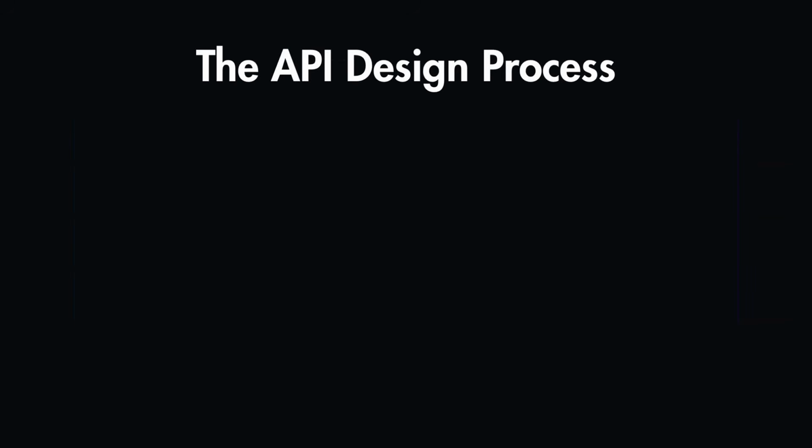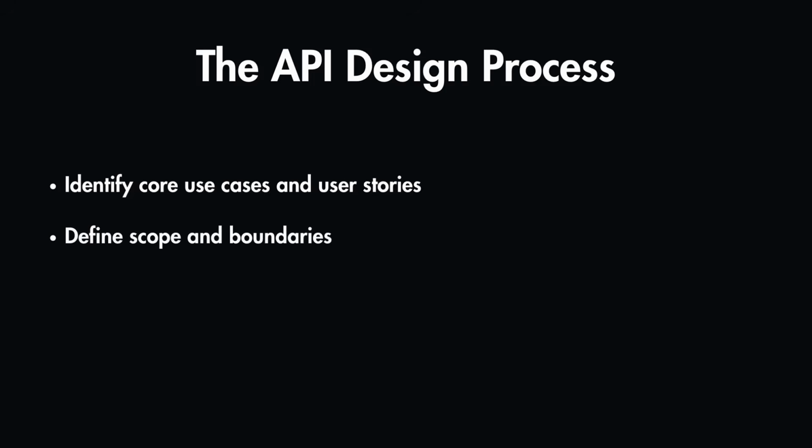Now let's discuss the API design process. It all starts with understanding the requirements, which is identifying core use cases and user stories that you will need to develop. Also defining the scope and boundaries, because if it's a huge API, then you probably won't develop all of the features at once. So you should scope it to some specific features that you'll be developing and also what is out of scope for now.